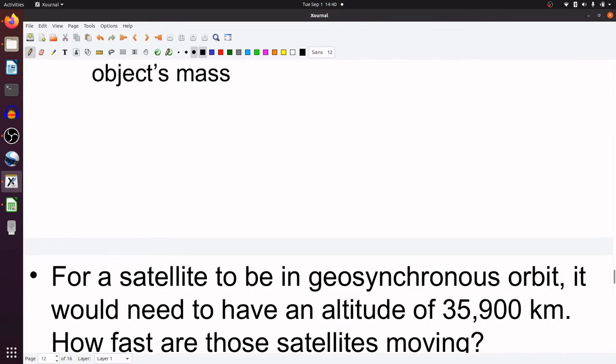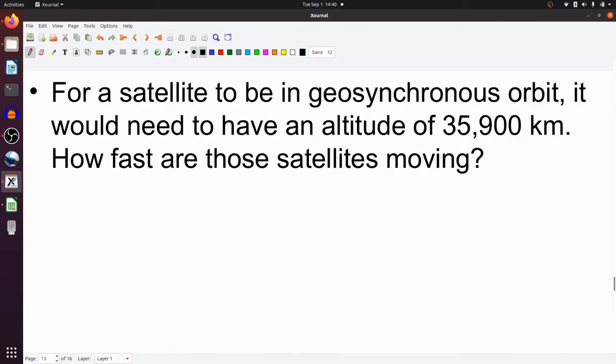Now, to use that is going to be a little bit trickier, and we'll do a problem on that here in a little bit. But let's start off with a satellite in geosynchronous orbit. It would need to have an altitude of around 35,900 kilometers. We want to know how fast those satellites are moving. So I mentioned that we have to factor in height, and we do. So here's Earth, this will be the radius of Earth, because remember we always do center to center distance. And then this is going to be 35,900 kilometers till we get to our satellite. We need the center to center distance in order to figure out the orbital speed.